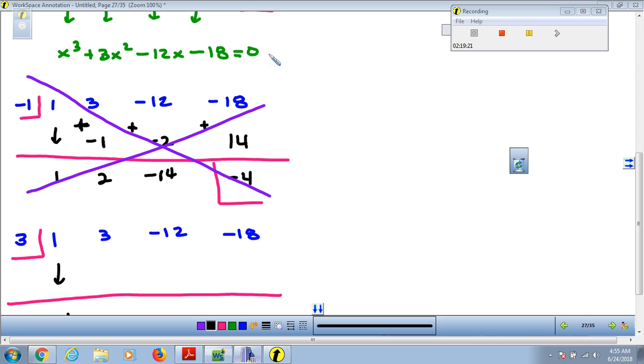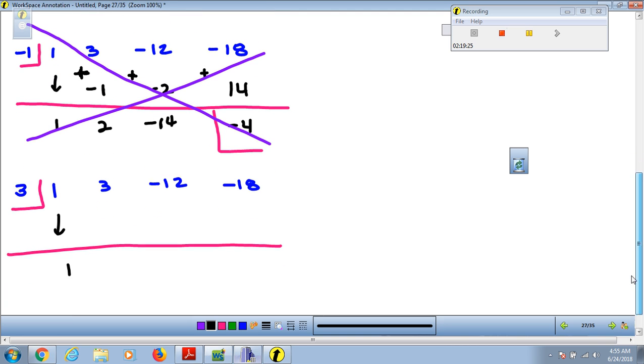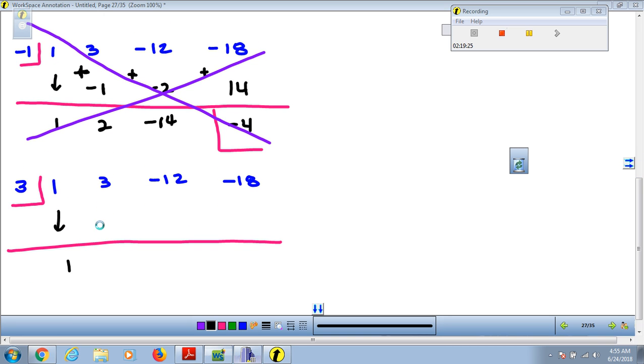The highest exponent on the next equation is going to be a 2, and that's what I wanted. So I bring down the 1. 3 times 1 is 3. You add this to 2 is 6. 3 times 6 is 18. When you add this to 2, you're going to get 6. And 3 times 6 is 18. So when you add this to 2 is 0. That's what we wanted.